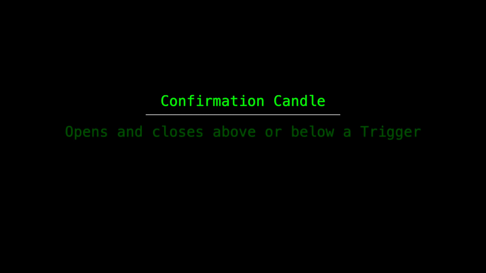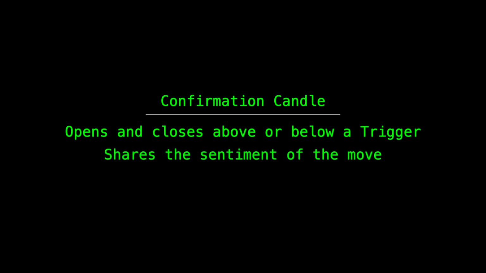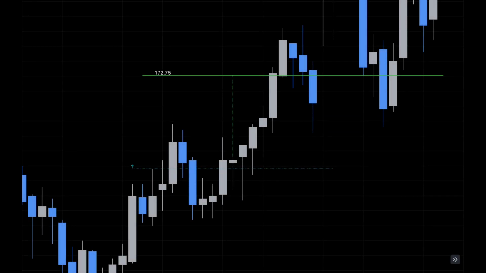Another way to reduce risk is to wait for a confirmation candle. This is a candle that opens and closes above or below a trigger level that shares the sentiment of the move. For example, for a long entry, we want a bullish candle to open and close above the trigger. This is a signal that the target is likely to be filled sooner rather than later.